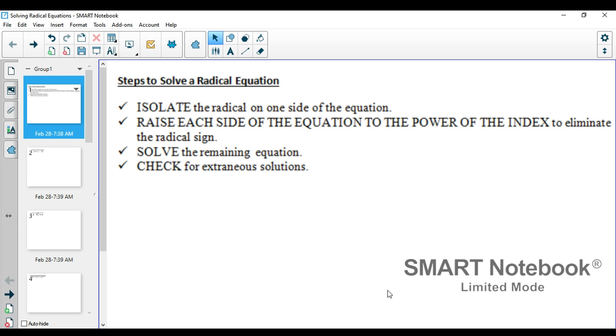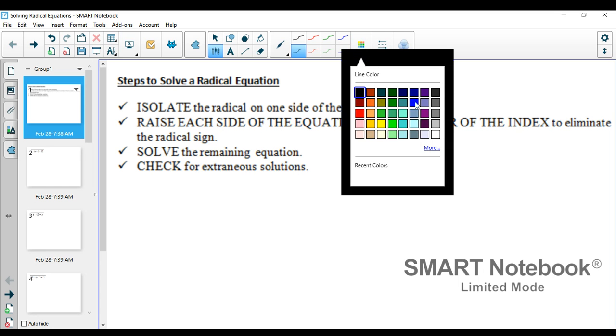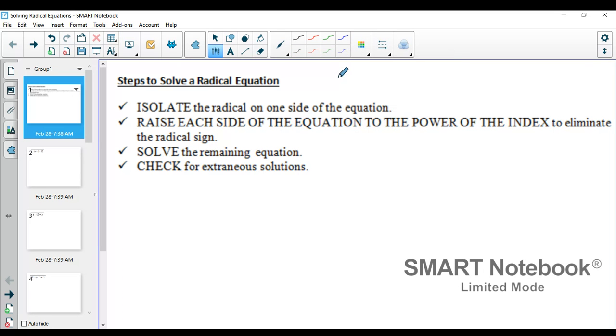All right, so our next section of notes in this chapter is solving radical equations, which are just equations that involve square roots, cube roots, fourth roots, and so on. Our steps in general, we're going to isolate the radical, so that's on one side of the equal sign, and then once we do that, you're going to raise each side to the power of the index to eliminate the radical sign, which I'll explain when we get to that step in an equation. Solve the remaining equation, and we're just going to ignore this step for now.